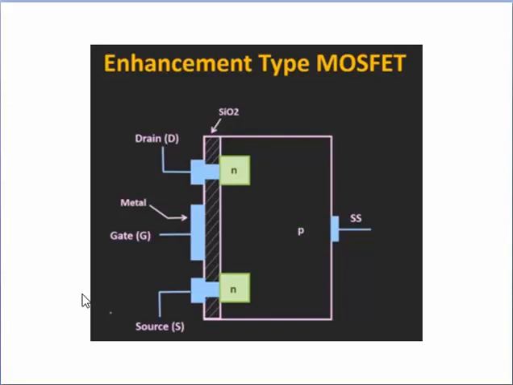and source terminal. So in this type of MOSFET, basically the application of control voltage, that is VGS voltage between the gate and source terminal, enhances the number of charge carriers in this region. Due to this, the channel is created, and that's why this type of MOSFET is called enhancement type MOSFET.